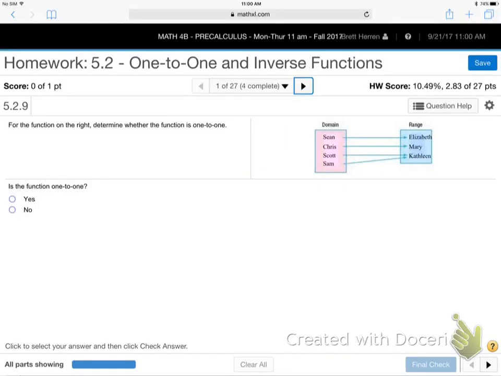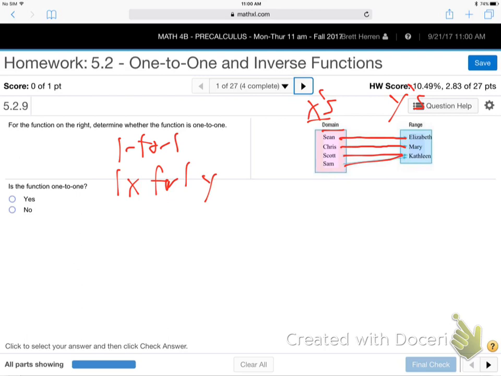So, one-to-one, it's pretty much like the name says. One-to-one means one thing for one thing. So a one-to-one function means one x for one y. And so these are the x's, the domain as it says, if you can read that. These are the y's, the range. This one thing goes to one thing, this one thing goes to one thing, but these guys both go to the same thing. So no, it's not one-to-one.